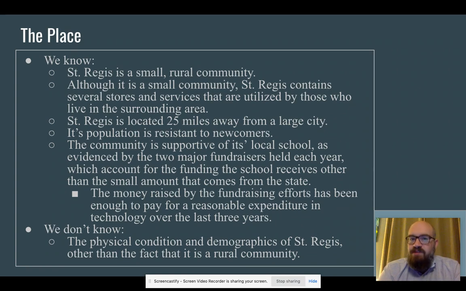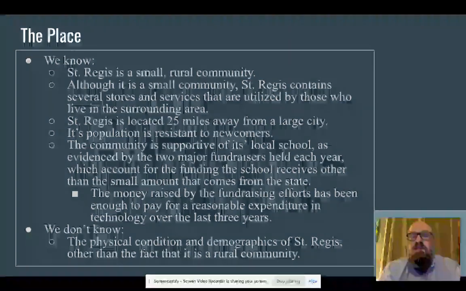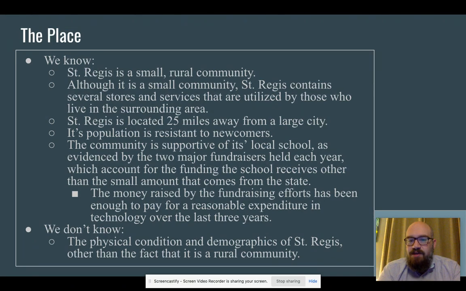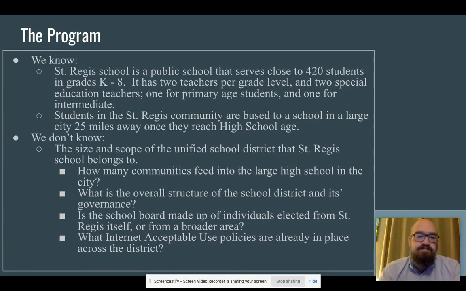We do know, however, that the community is supportive of its local school. The community hosts 2 major fundraisers each year, and that accounts for the funding the school receives other than the small amount that comes from state monies. The money raised by fundraising efforts has been enough to pay for a reasonable amount of technology over the last 3 years. What we don't know is the physical condition of the town. We don't know demographic information of St. Regis other than the fact that it is a rural community.